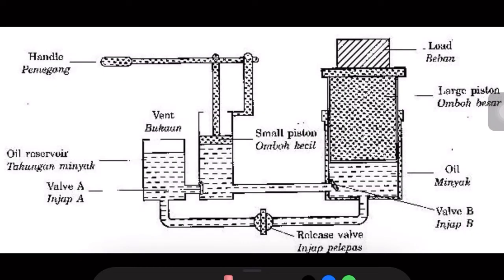Now we're going to apply the Pascal principle in a hydraulic jack. This is a diagram of a hydraulic jack. When the handle is pressed down, a force is exerted on the surface of the oil. Hence, it produces pressure. Pascal principle states that pressure is transmitted uniformly in all directions. So, when the oil moves from the small cylinder to the large cylinder, the pressure acting on the large cylinder is actually the same as the pressure acting on the small cylinder.